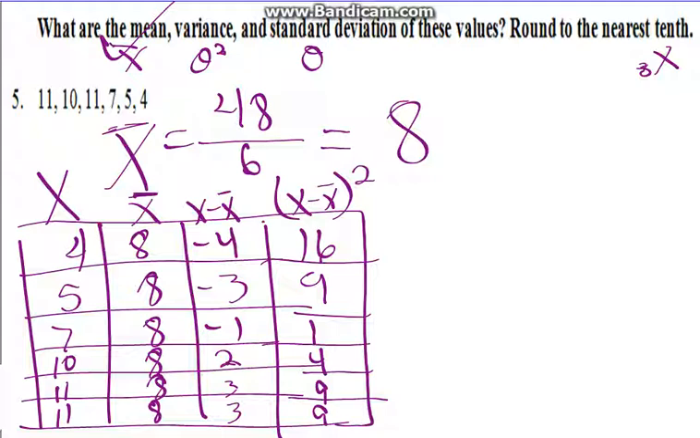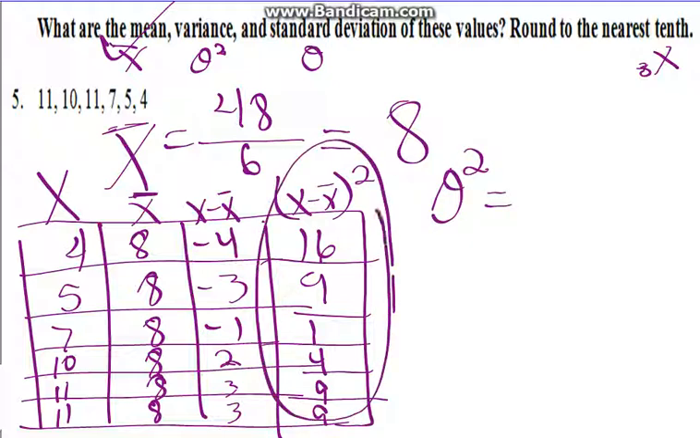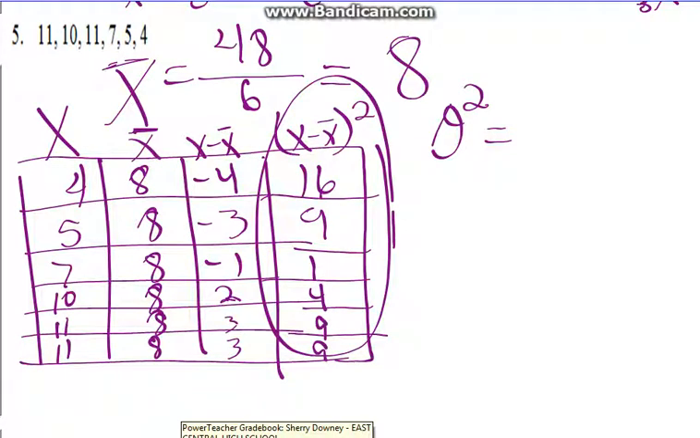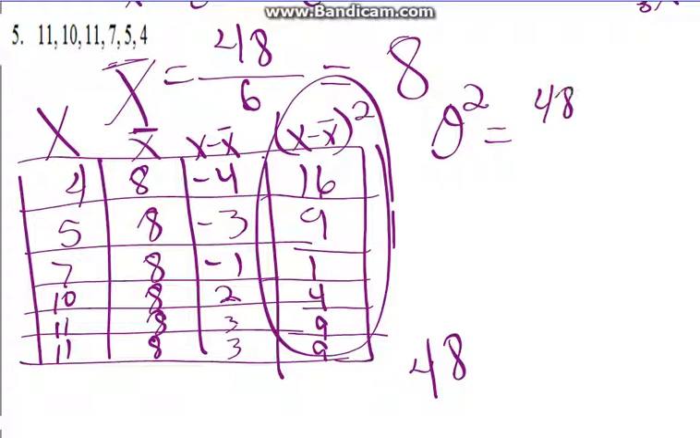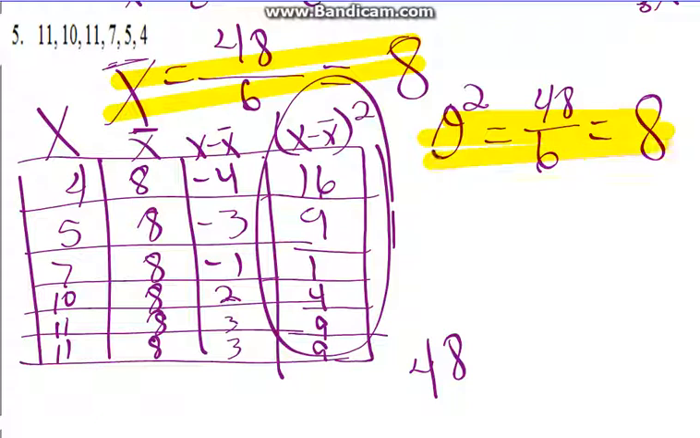Now when we find the variance, which is sigma squared, we know it's just going to be this column, take the average, right? So what is the average? So when we add all of these together, we get 48. And now 48 divided by 6, that's the number of items, equals 8. So it's coincidence that not only was our mean 8, so is our variance.